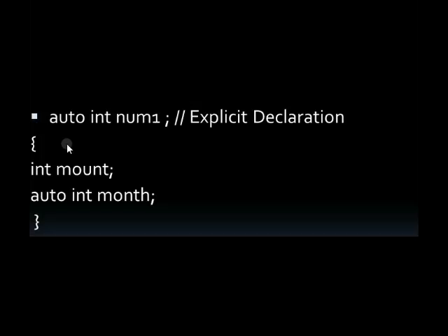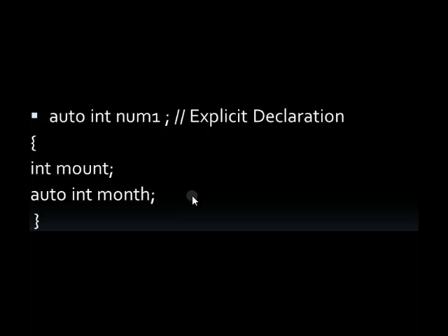So this is the way you explicitly declare the auto storage class: auto, the data type, and your variable name, for example auto int num. So here's an example, int month or auto int month. The above example defines two variables within the same storage class. Auto can be used only within a function. So these two variables are local variables.